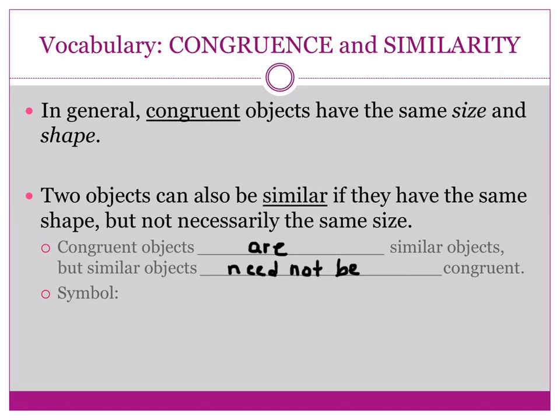We've seen the symbol for congruent before. Do you remember the symbol for congruent? It's the equal sign with like the little squiggly line in front. Like that. The similar symbol is just the squiggly, no equals. Okay?